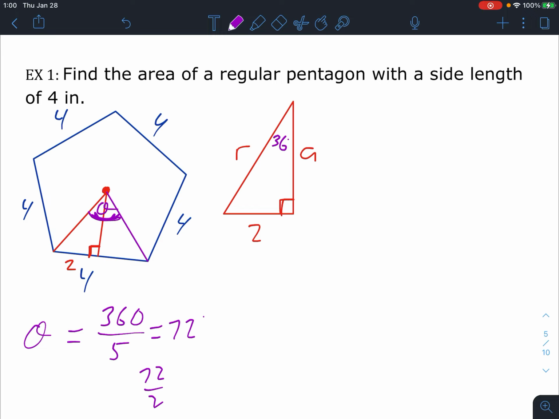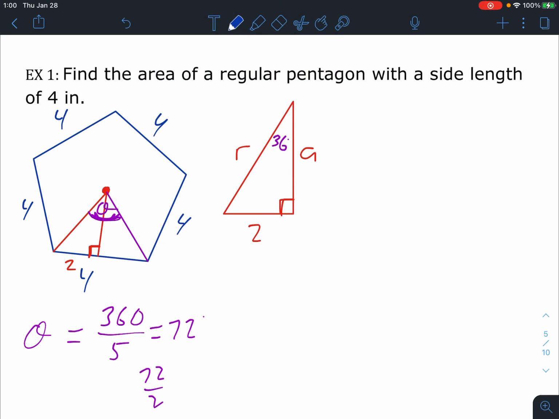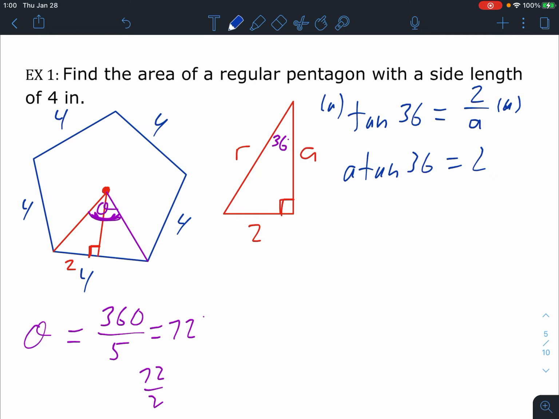Now we have enough information to find A, which we need to do. Using trigonometry that we know, if we look at 36, 2 is across from 36, or opposite it. A is next to 36, or adjacent to it, so we're going to use tangent of 36 equals opposite over adjacent. Okay, if you multiply both sides by A, that would give us A tangent 36 equals 2.